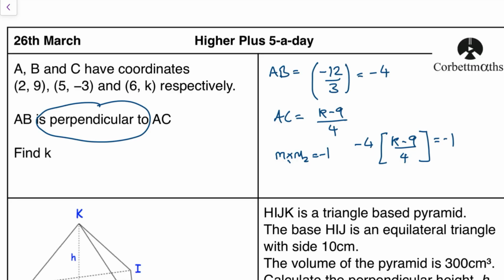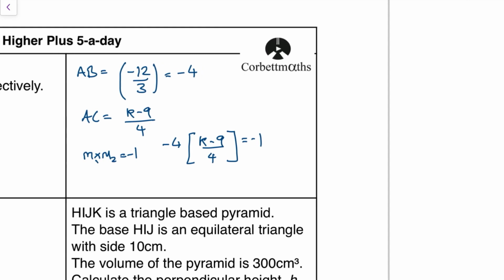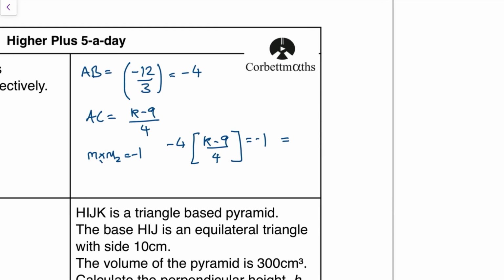And I'm going to do this in one go, so I'm going to say it slowly. What's going to happen now is I'm going to cancel my 4's, so 4 divided by 4 goes away. And also I'm going to multiply by minus 1, which gets rid of the minuses on both sides. Which in other words means, and again, pause the video to make sure you're happy with this, that k minus 9 is equal to 1, which means that k must be equal to 10.